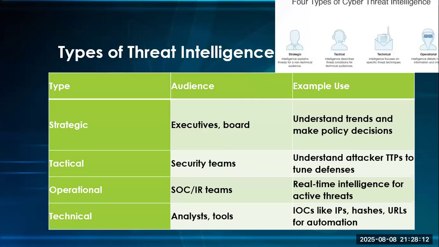Then we have the types of threat intelligence. Number one is the strategic. These are for the executives, the board. Like I said, the board, the executives, like the CISOs, CIO, they understand trends and make policy decisions. That's the first one, that is strategic.